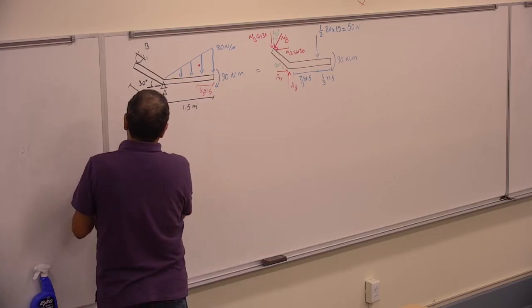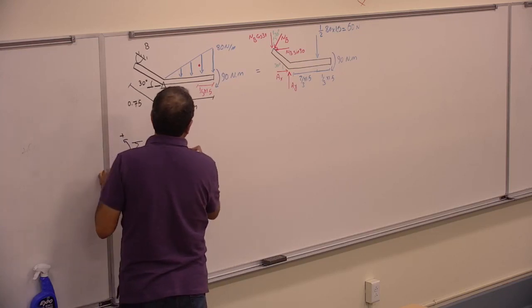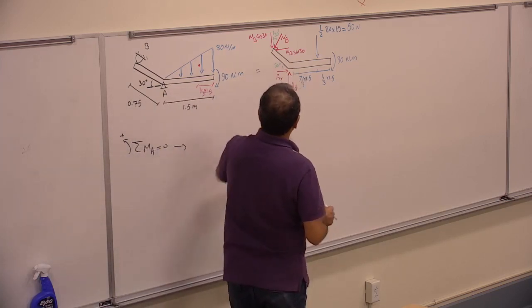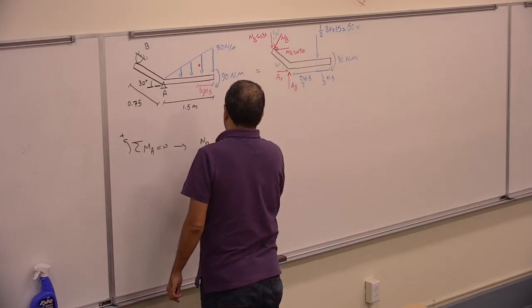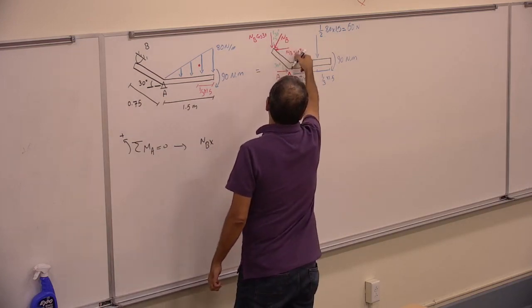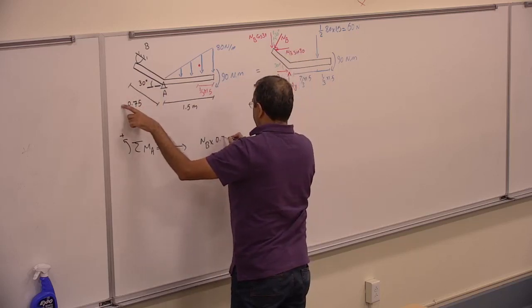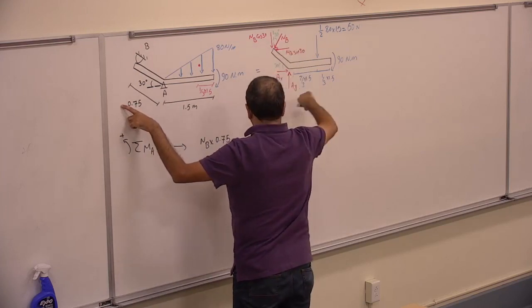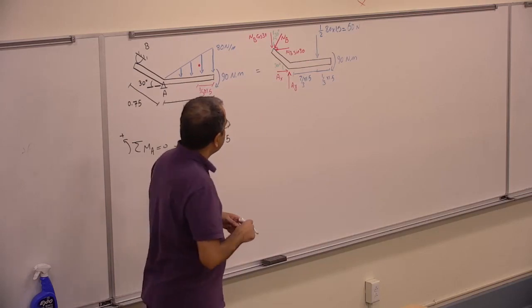You use it in an order that makes it easier to solve. So I will start with the sigma M about A equals 0, considering counterclockwise positive. So if I write it about point A, Ax and Ay go away. And B has a normal distance, which is gonna be 0.75. Which direction? Counterclockwise, so it's gonna be positive.